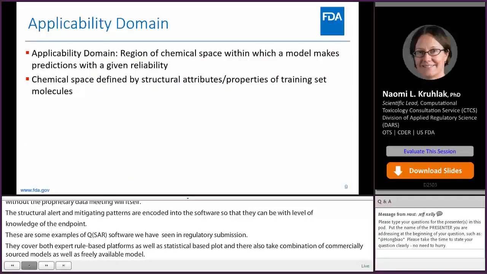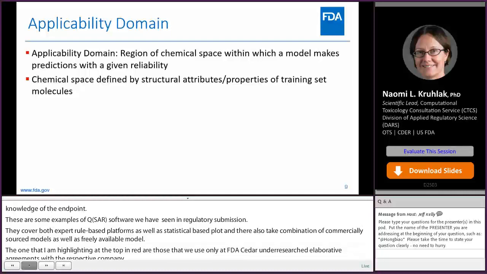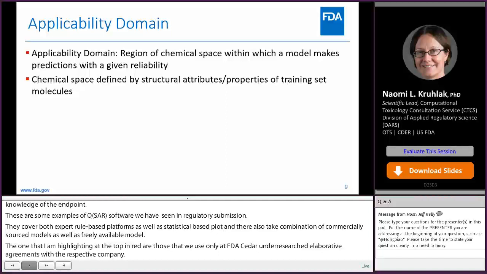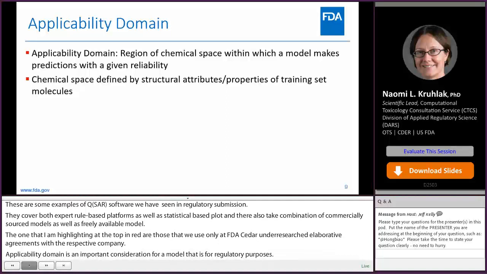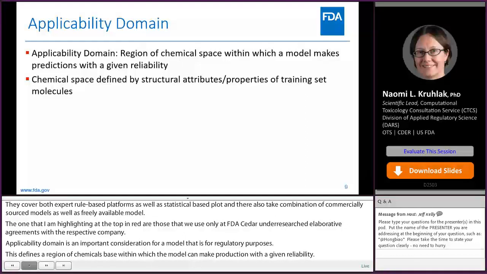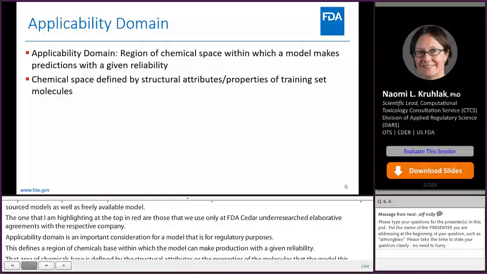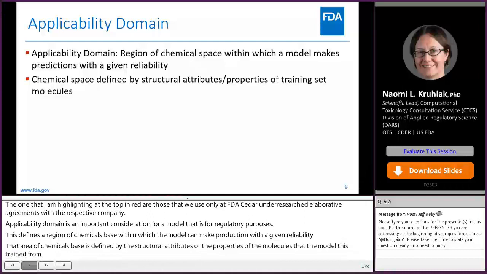Applicability domain is an important consideration for a model that's being used for regulatory purposes. This defines a region of chemical space within which the model can make predictions with a given reliability. And that area of chemical space is defined by the structural attributes or the properties of the molecules that the model was trained from. So from a practical standpoint, this means that if your molecule, your impurity, is outside of that applicability domain, you can't use that model to make a prediction that we can use for decision making.